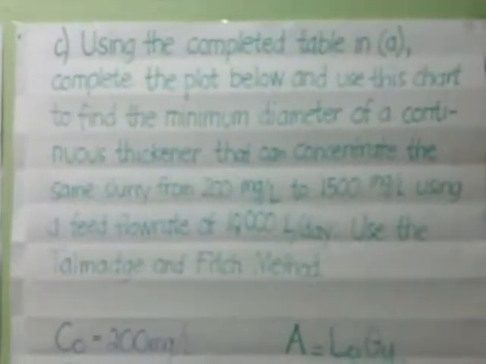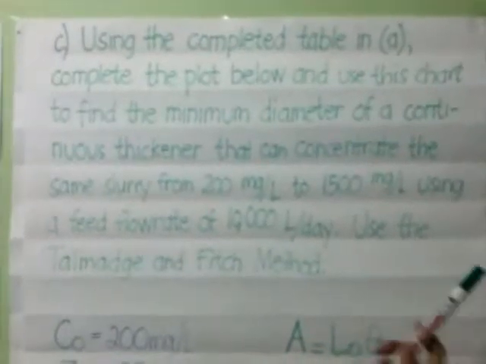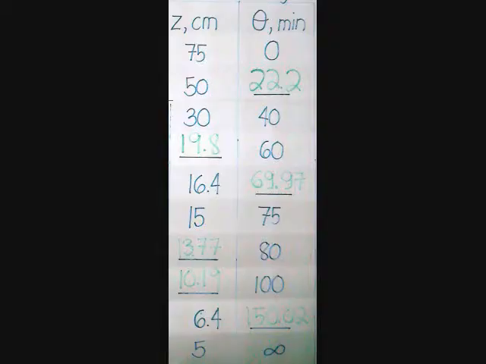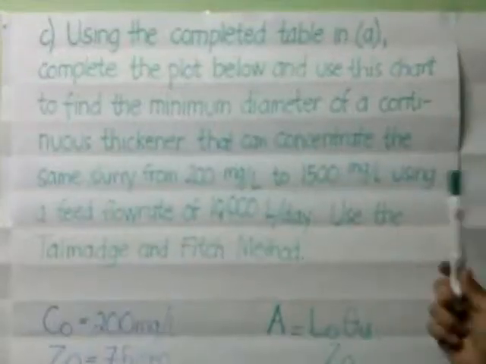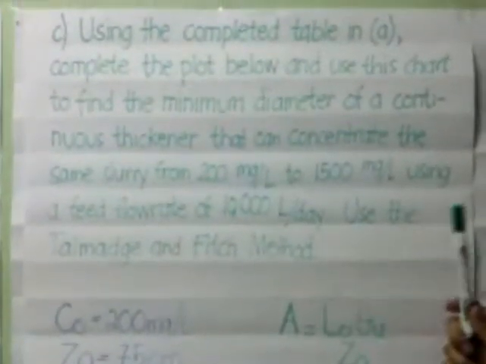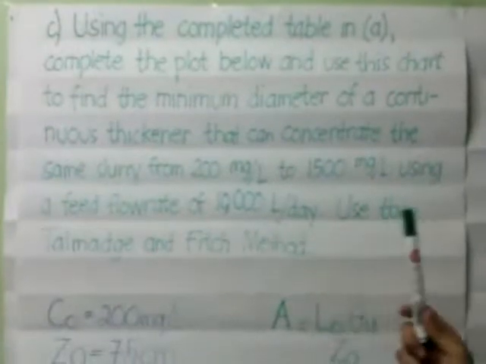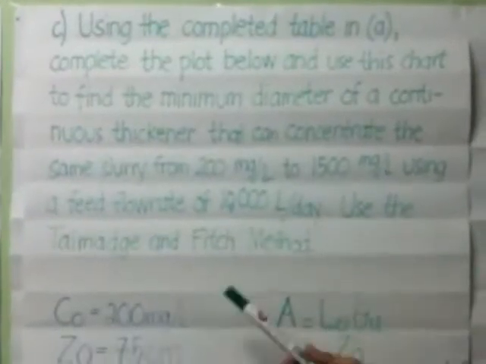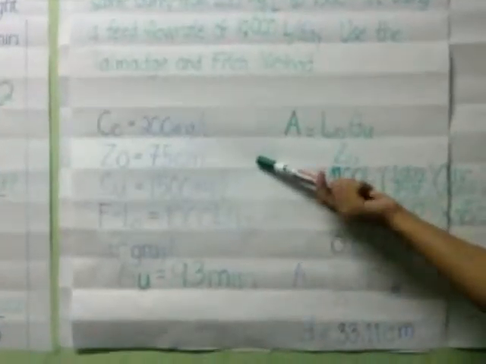Using the completed table in A, complete the plot. So this is the completed table that was solved earlier. Use this chart to find the minimum diameter of a continuous thickener that can concentrate the slurry from 200 mg per liter to 1,500 mg per liter using a feed flow rate of 10,000 liters per day. Use the Talmadge and Fitch method. So these were the data given from the problem.